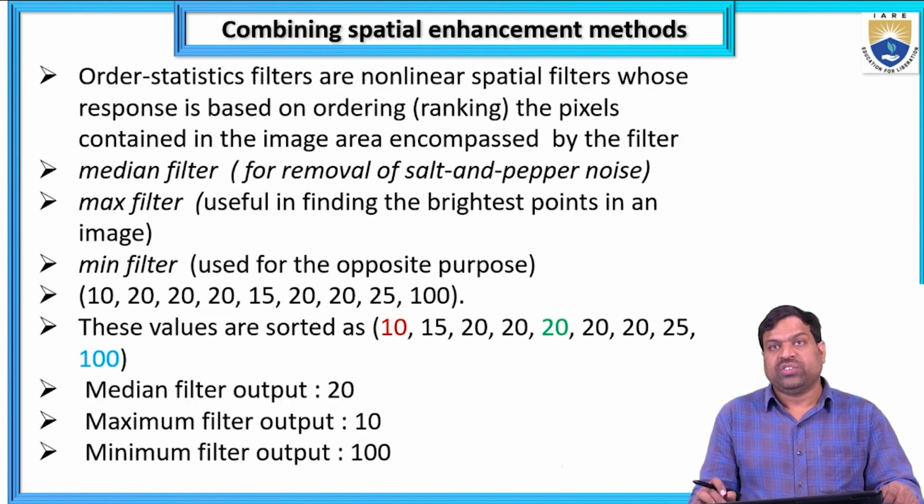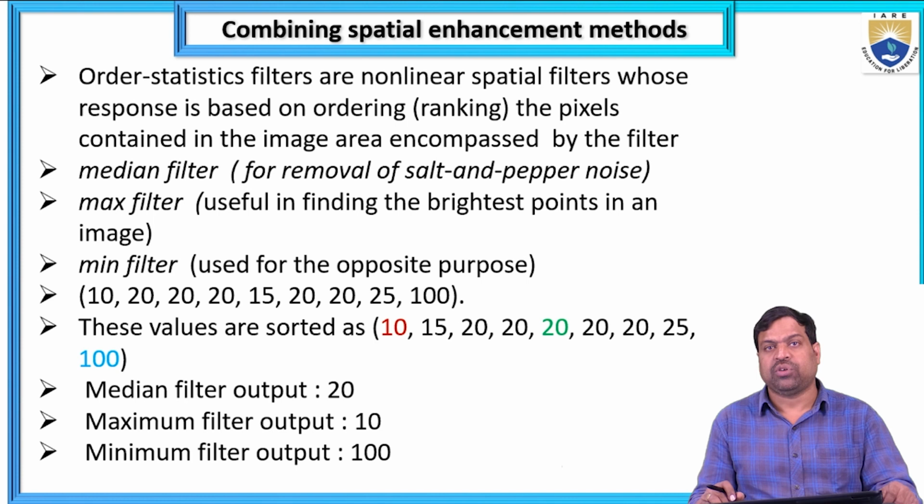Another one is a combining spatial enhancement method. The important one is the order statistic filters. Order statistic filters are non-linear spatial filters whose response is based on ordering the pixels. The median filter is for removal of salt and pepper noise. The maximum filter is for finding the brightest points of an image. The minimum filter is used for the opposite purpose.